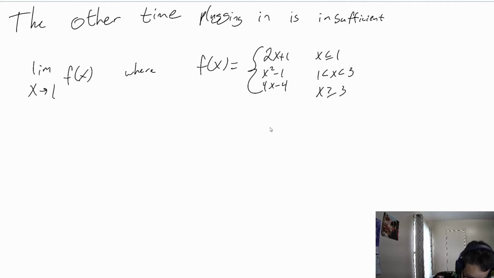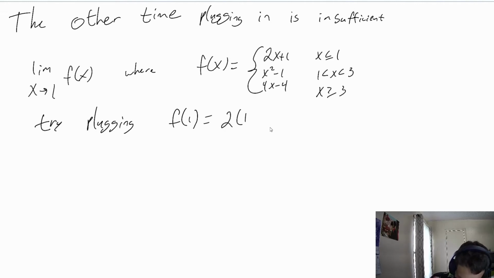If we try plugging, we have that f of 1 equals 2 times 1 plus 1. And that's because 1 is certainly less than or equal to 1, and so we follow this rule here. And this gives us 3. But this isn't quite sufficient, because in order to know a limit, we have to know the limit as x approaches 1 from the left, and we have to know the limit as x approaches 1 from the right. So when it comes to piecewise functions, it's often really helpful to break this limit apart into two limits.